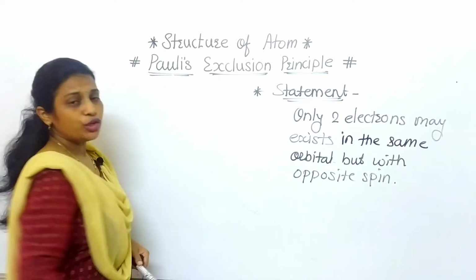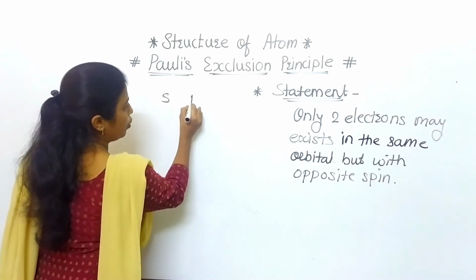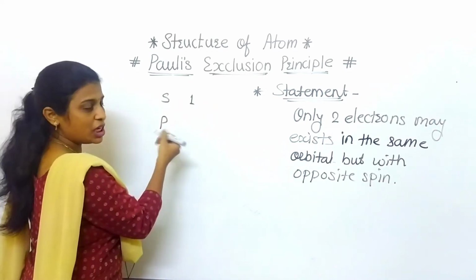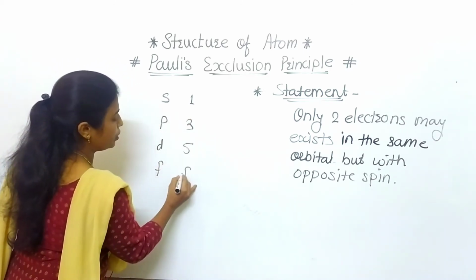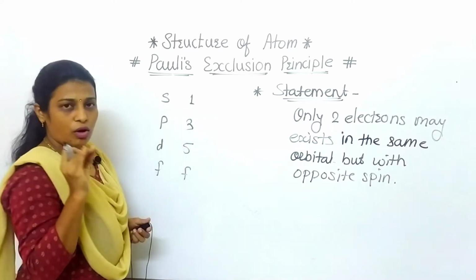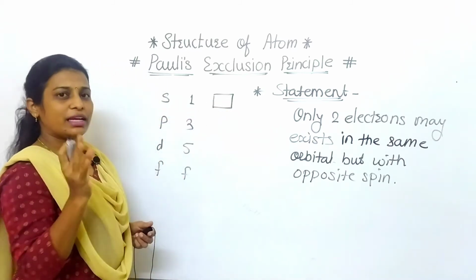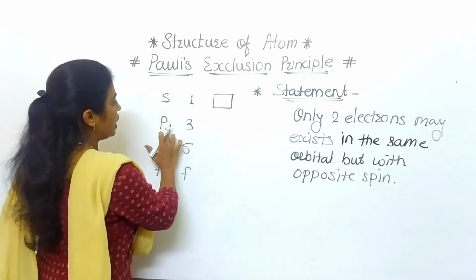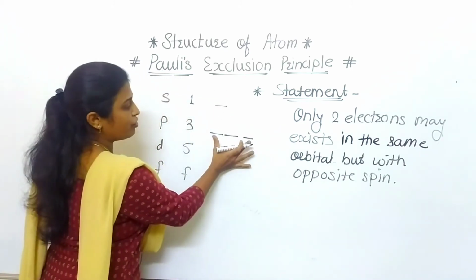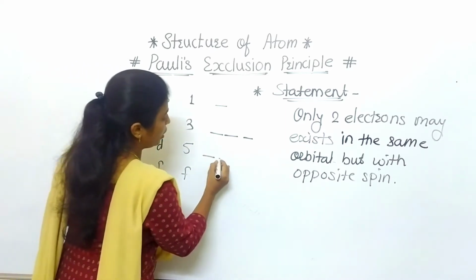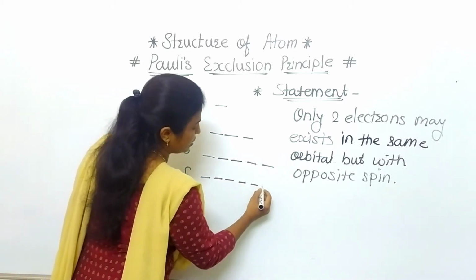Now see, as we know that subshells, if we consider subshell s, the number of orbitals will be only 1. p subshell, the number of orbitals will be 3. d has 5 and f has 7. Every time if one orbital is there, we denote it by only one box. When we are writing, at that time we are using that. If we consider p, there are 3 orbitals which have the same energy. d has 5: 1, 2, 3, 4, 5. f has 7: 1, 2, 3, 4, 5, 6, 7.